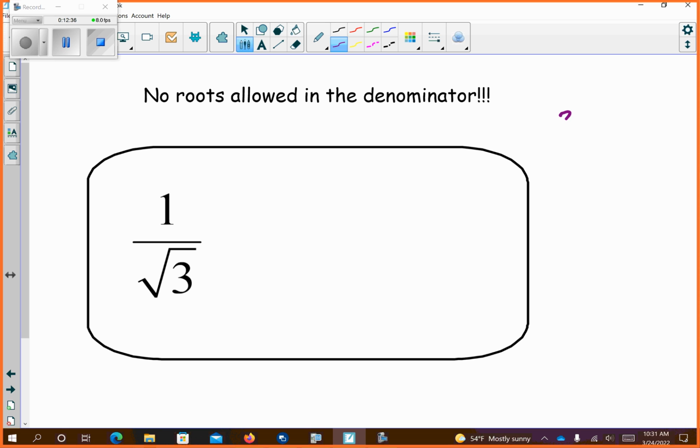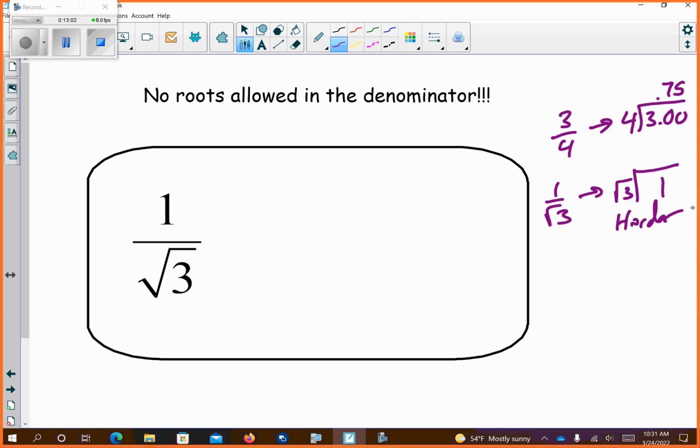So if I had 3 over 4 and I made 3 over 4 into a division problem, I'd go 4 into 3.00. And if you multiply it out, you'd wind up getting 0.75. Okay? Which means if I took 1 over root 3 and I went to divide it, I'd go root 3 into 1. And that was harder to do by hand.